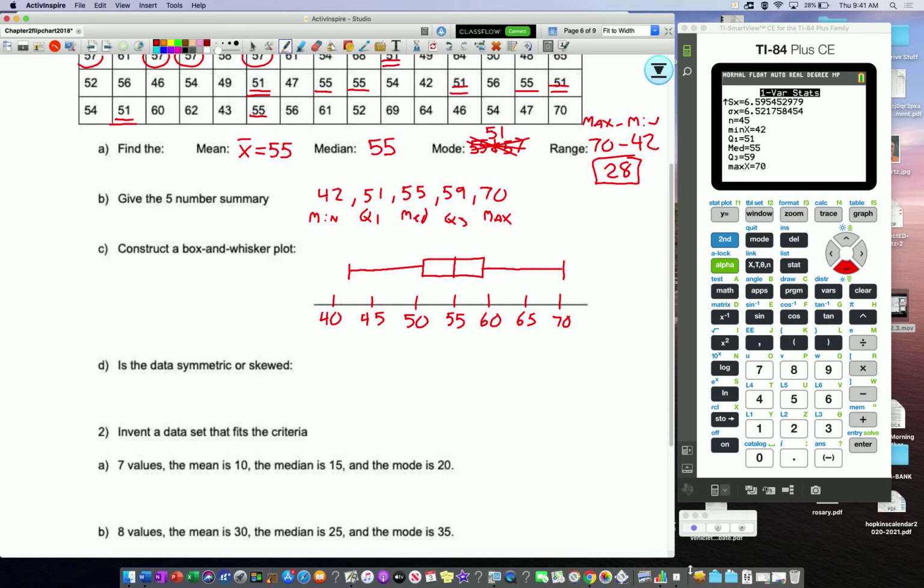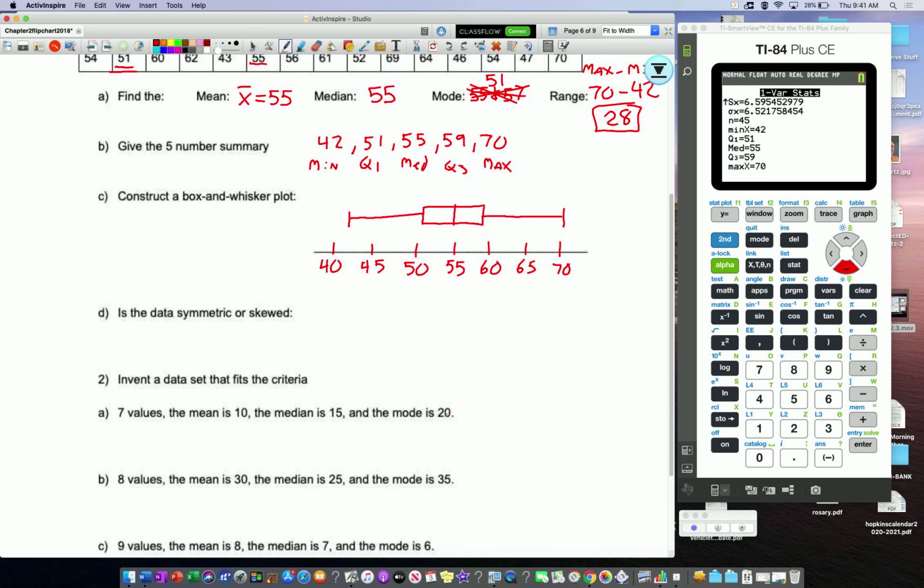So now I want to describe the skewness. Is it symmetric or skewed? So 55 to 70 is 15 to 13. Those are still pretty close. If I look at that, it doesn't seem like the left side or the right side is super longer. So I'm going to say symmetric. I'm just going to say roughly because I know it's not perfect. Roughly symmetric.